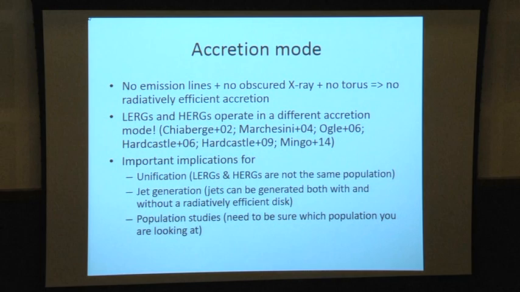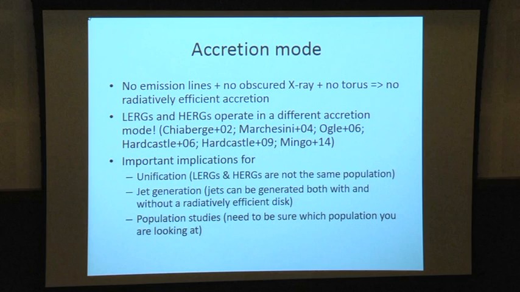And this has very important implications also for population studies, because if you're doing surveys of large samples of radio galaxies, you need to be so sure which population you're actually looking at. And this has caused a lot of confusion. I think over the years, people have been looking at low redshift samples and high redshift samples and comparing them, and the low redshift samples will be entirely LERGs and the high redshift samples entirely narrow line objects. And then they find differences and they say this is redshift evolution or something. It doesn't have to be.